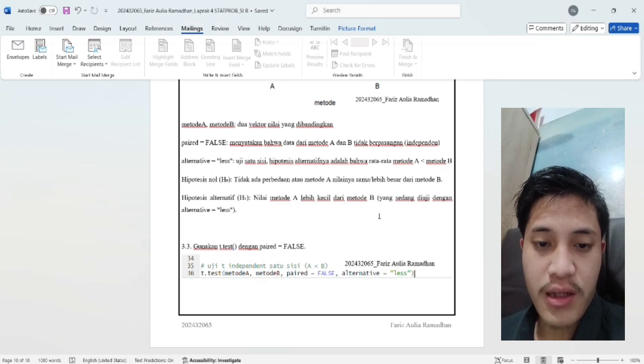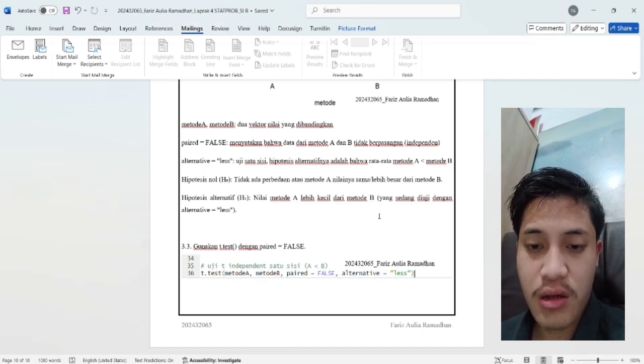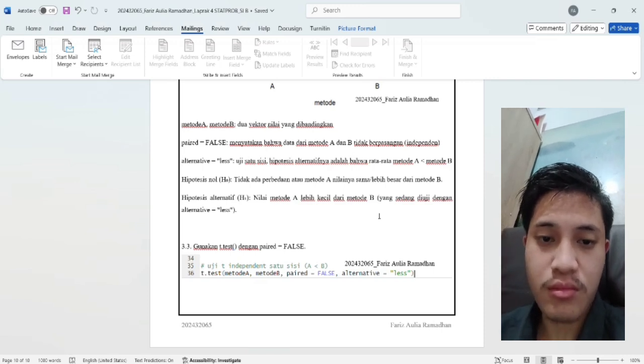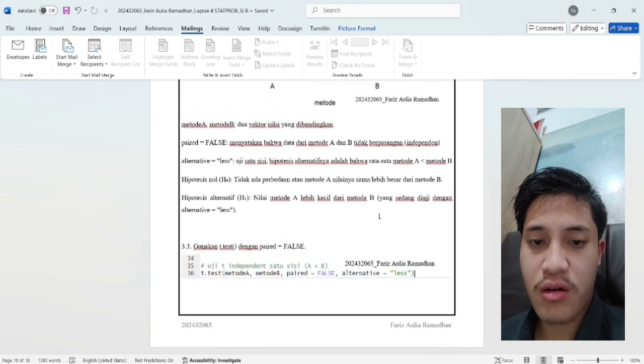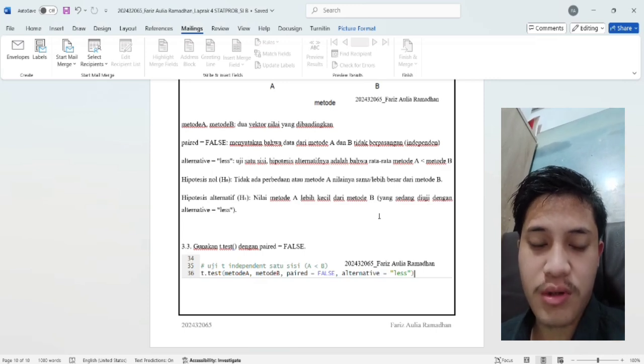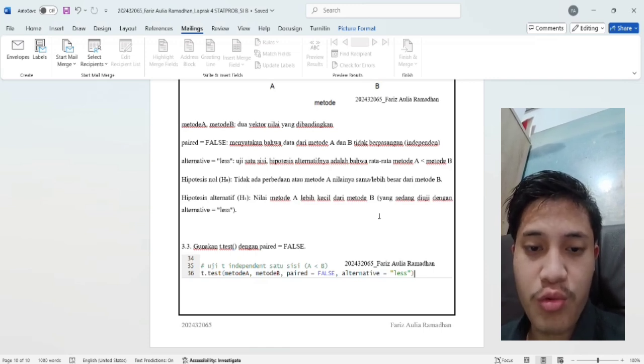Alternative is less, a one-tailed test, where the alternative hypothesis is that the mean of method A is smaller than method B. Null hypothesis, there is no difference, or method A score is the same or greater than method B. Alternative hypothesis, method A score is lower than method B. 3.3, use t-test with paired false.